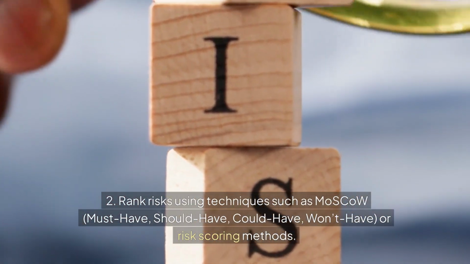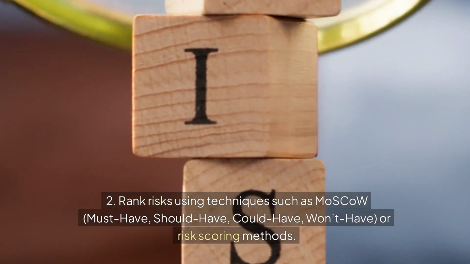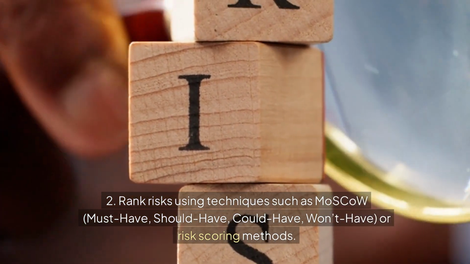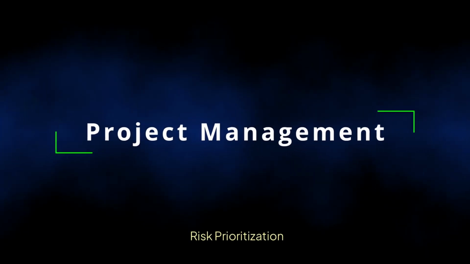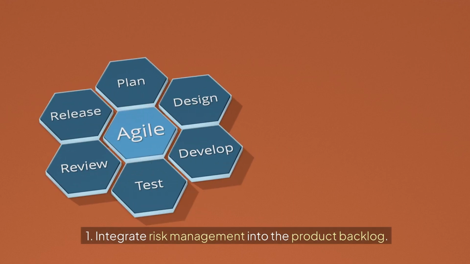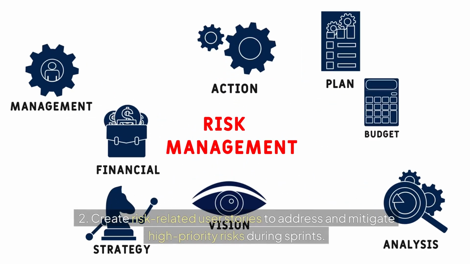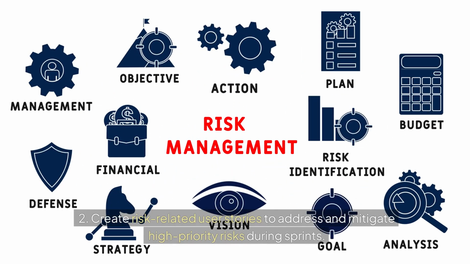2. Rank risks using techniques such as MoSCoW (must-have, should-have, could-have, won't-have) or risk-scoring methods. Risk prioritization. 1. Integrate risk management into the product backlog. 2. Create risk-related user stories to address and mitigate high-priority risks during sprints.